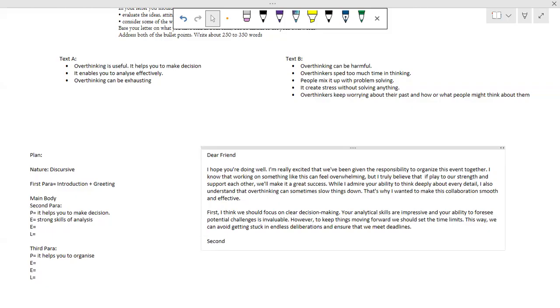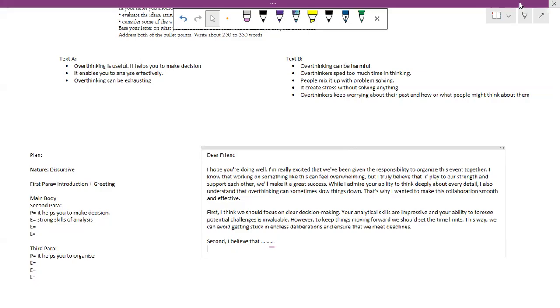Okay, now in order to introduce my second point, I'm going to use the simple connector. Second, I believe that, and whatever point you want to add, you can say in continuation. The paragraph in my mind is: second, I believe that breaking tasks into manageable steps will help us stay organized instead of trying to perfect everything in one go. We can divide our work into smaller actionable parts. This will not only make the process less overwhelming, but also allow us to make steady progress without feeling burdened by the entire project at once. This is how my second paragraph is going to be completed.